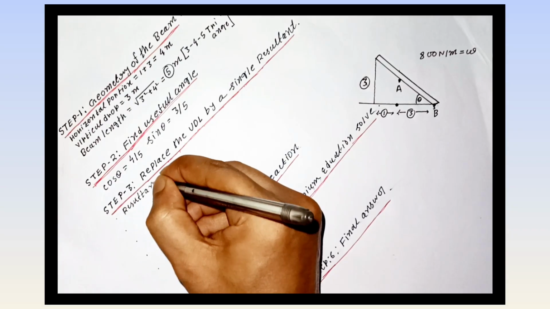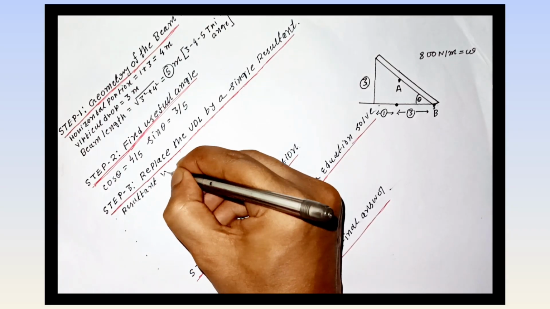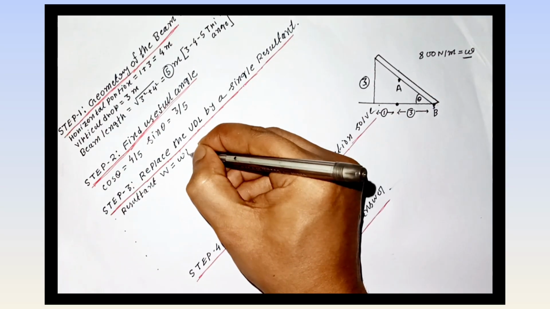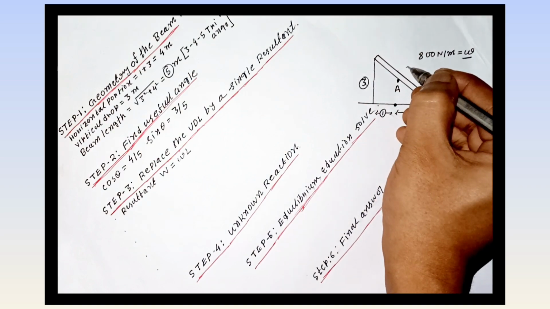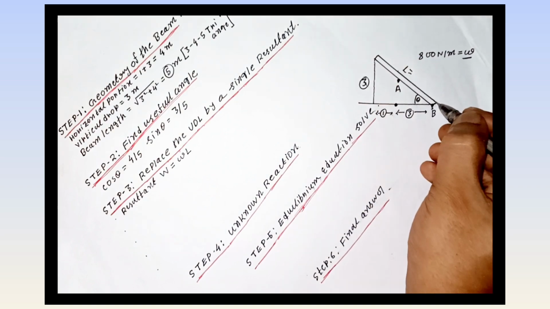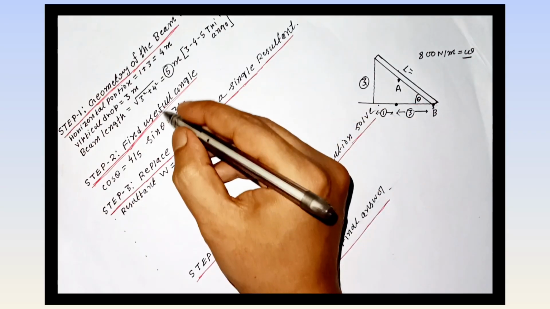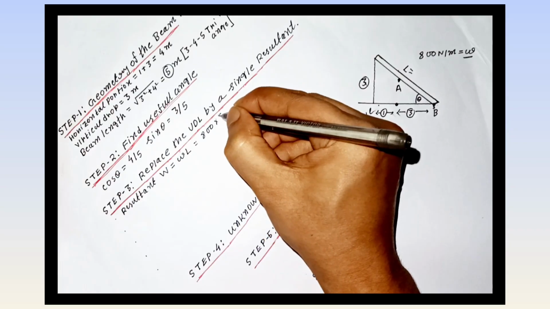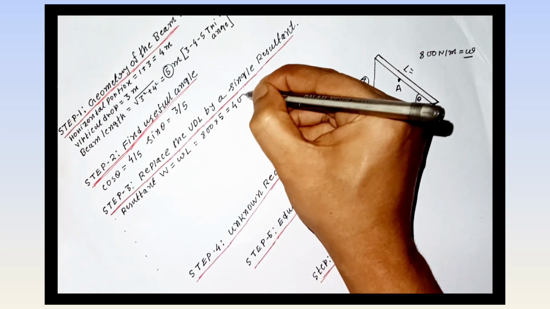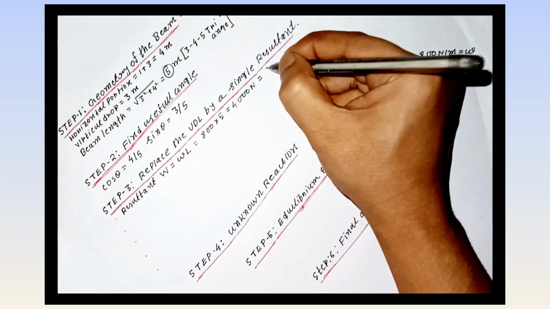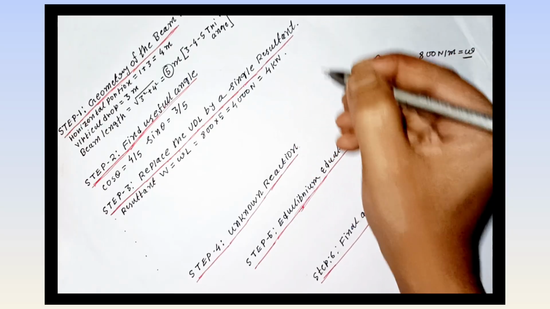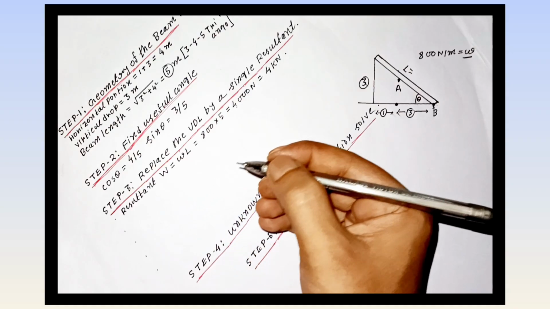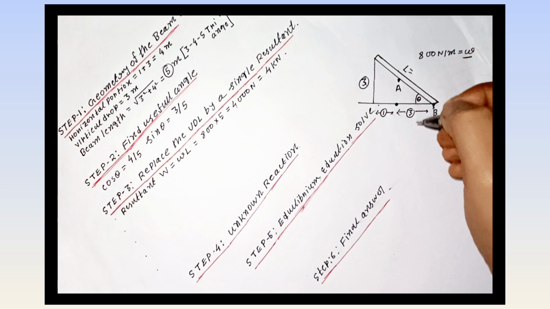Anyway, replace the UDL by a single resultant. The resultant W force equals what? Omega into length L. Omega is 800 and L is already found, which is 5 meter. So omega into L, omega is 800 load, L equals 5. That is 4000 Newton. Make it small: divide by 1000, Newton to kilonewton, 4 kilonewton. I hope you understood. If you have any problem with this problem, you can comment here.